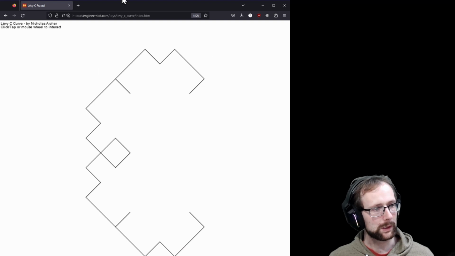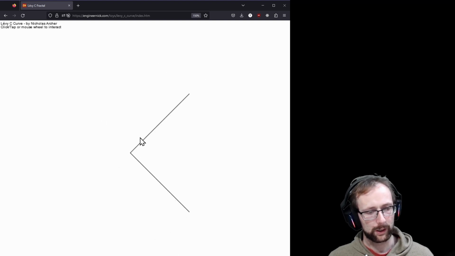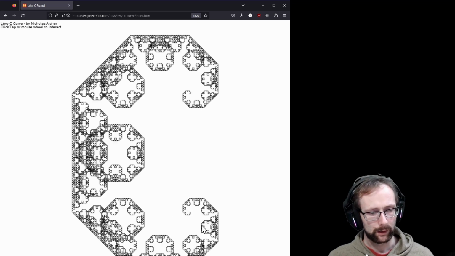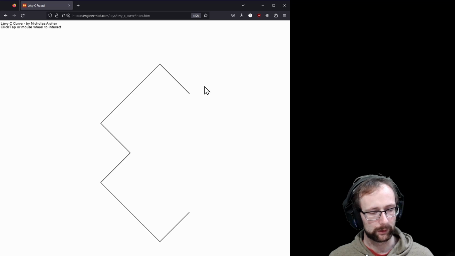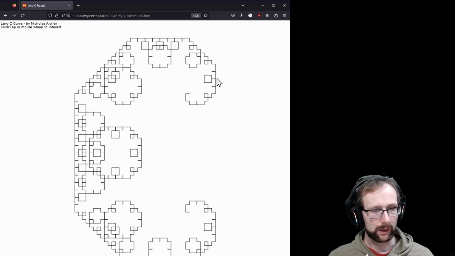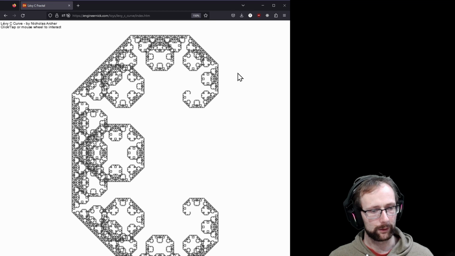Here's the Levy C fractal. And this one works by putting 90-degree bends into the lines. Sorry, I don't know how this is supposed to work. There we go. Yes. This one's very satisfying because it's quite easy to program. And the result is pretty spectacular. That's what it looks like as it gets more and more complex.